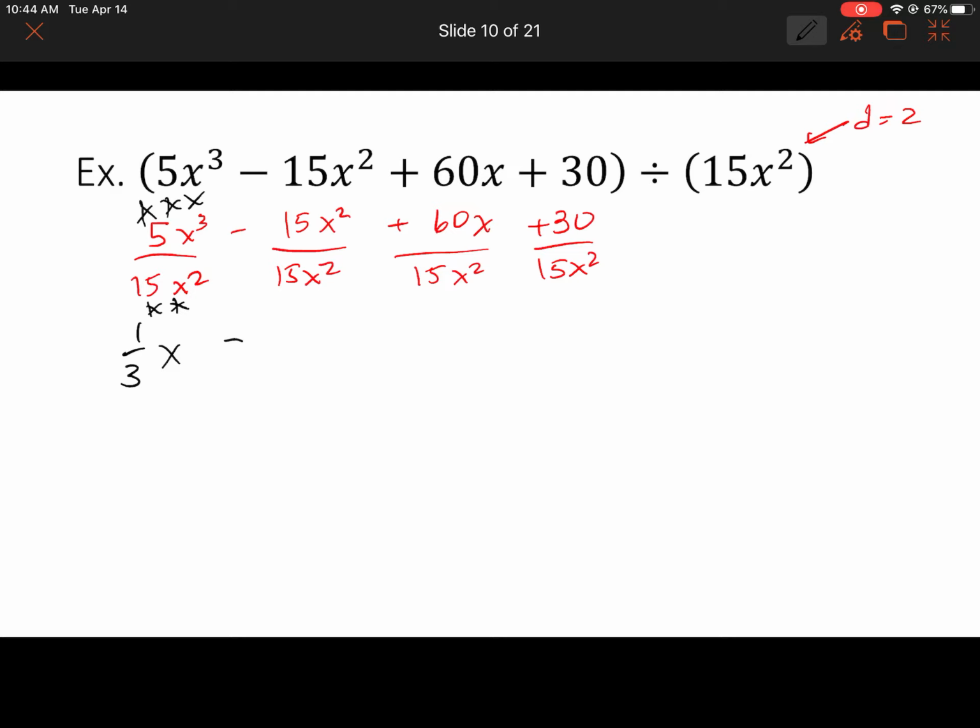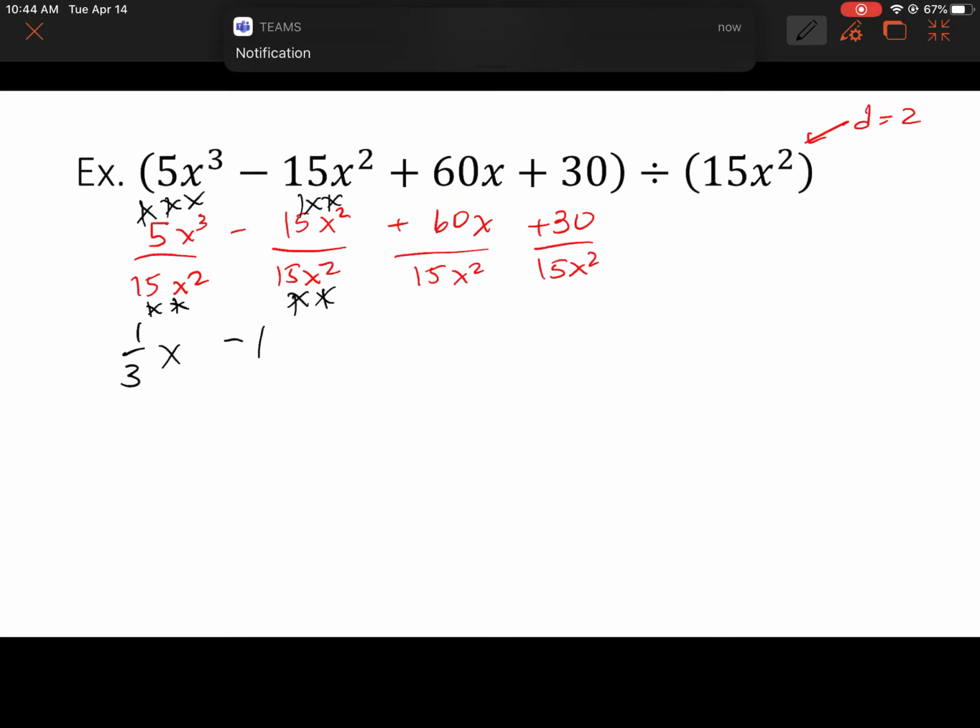Negative 15x squared divided by 15x squared. Well, let's take negative 15 divided by negative 15. That's equal to negative 1. So minus 1 is what you want to write down here. X squared divided by x squared: well, 2 x's on top, 2 x's at the bottom, and they both cancel out. This could have been obvious because we have the same thing on top of the same thing. But if it helps you guys out, then go ahead and do this.